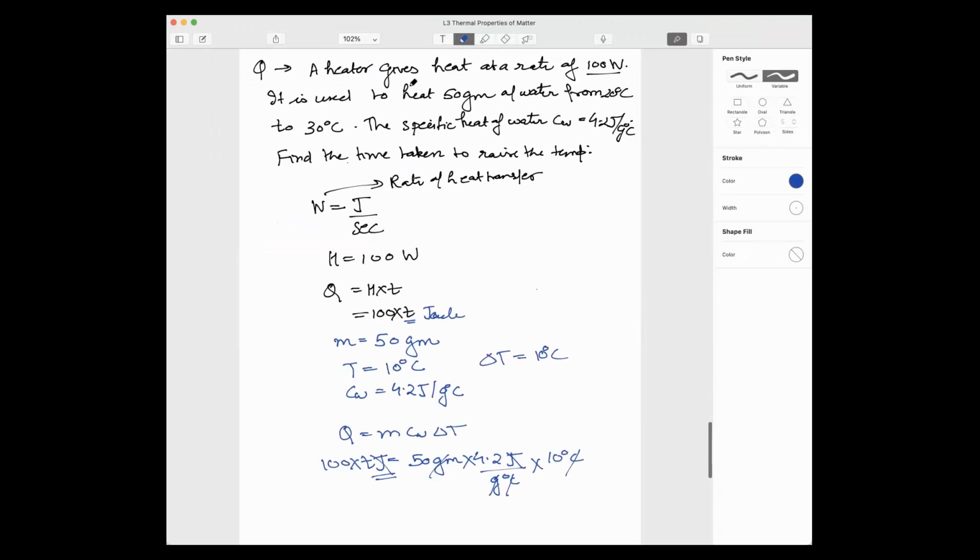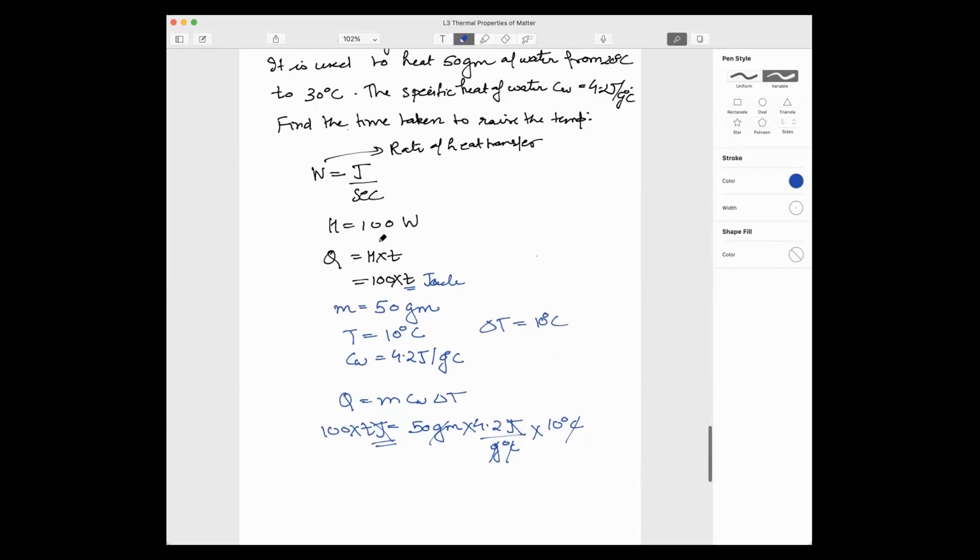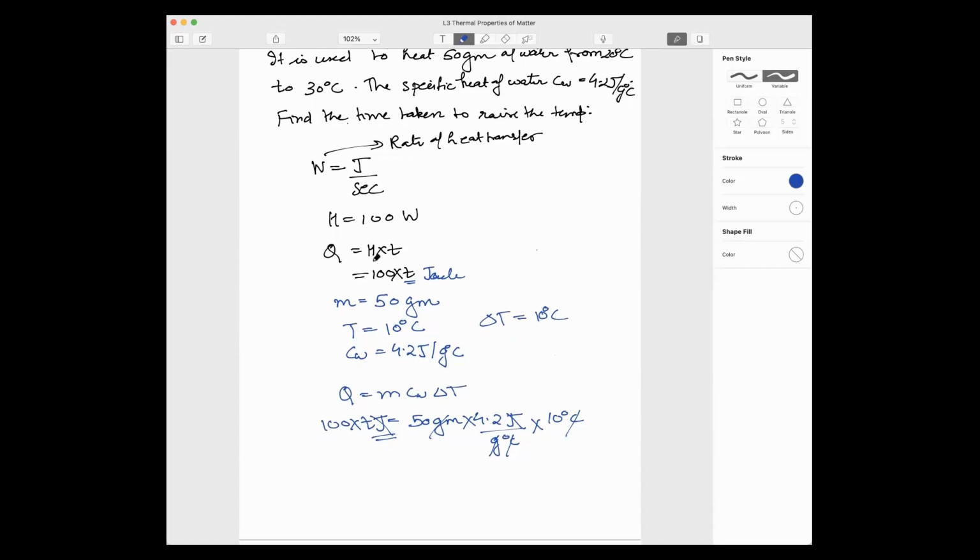Now look at the next question. A heater gives heat at a rate of 100 watt. It is used to heat 50 gram of water from 20 degrees centigrade to 30 degrees centigrade. The specific heat of water is 4.2 joule per gram degree centigrade. Find the time taken to raise the temperature. So I told you that watt is nothing but joule per second.